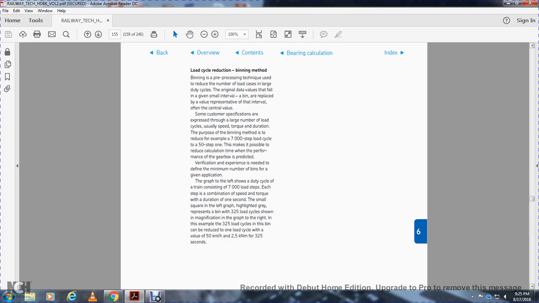In this example, 7,000 load steps are reduced to 50 steps, which makes it possible to reduce the calculation time for predicting the performance of the gearbox. The verification experiment needs to define the minimum number of bins for the given application.